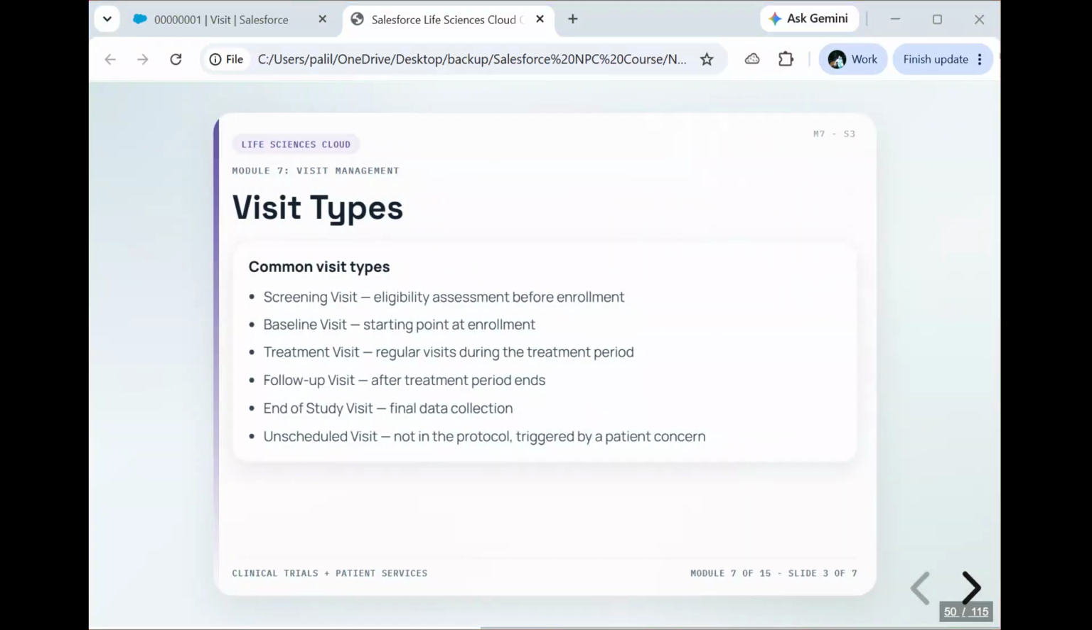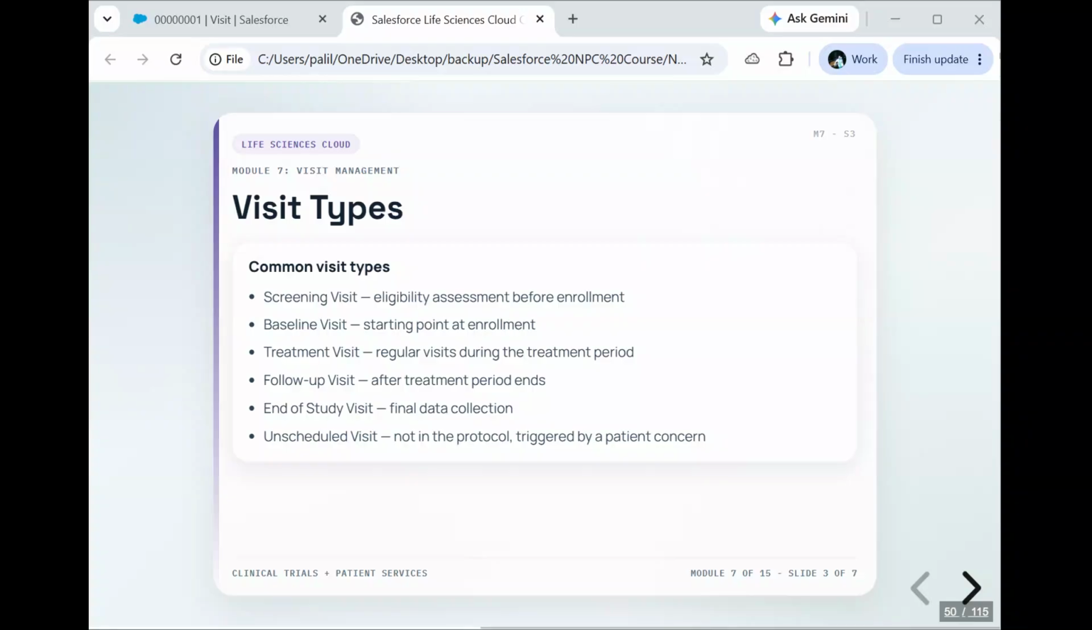Most trials have a defined set of visit types. The screening visit happens before enrollment and is used to assess eligibility. The baseline visit is at the moment of enrollment. It establishes the starting point. Treatment visits happen on a schedule defined by the protocol, sometimes weekly, sometimes monthly. Follow-up visits continue after the treatment phase.